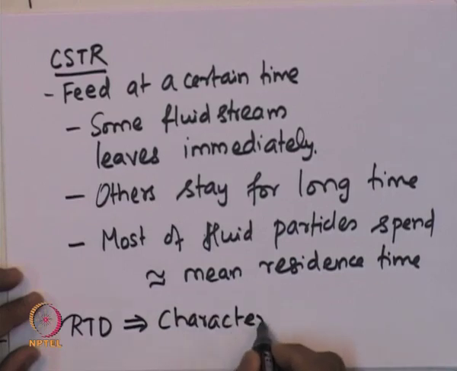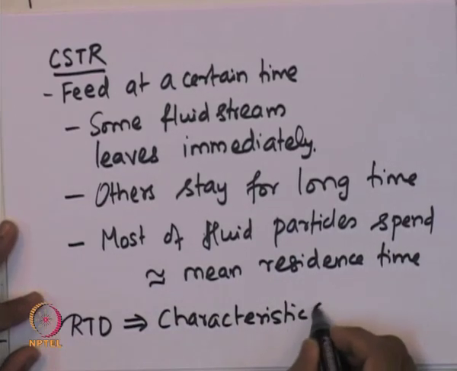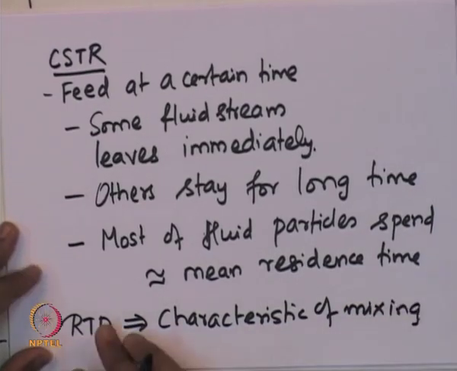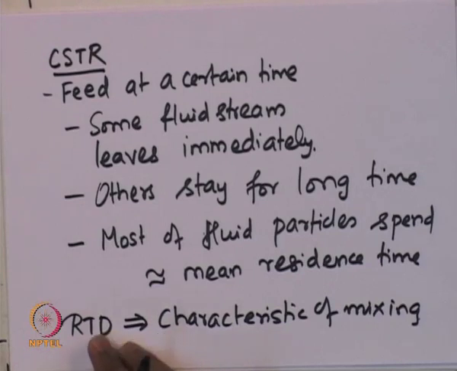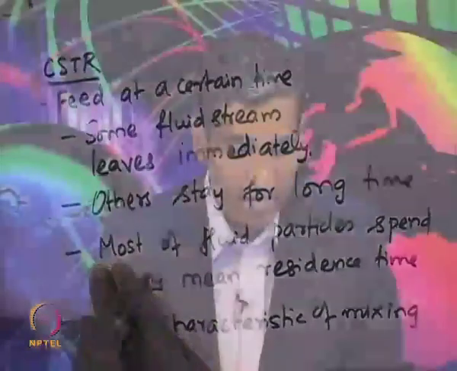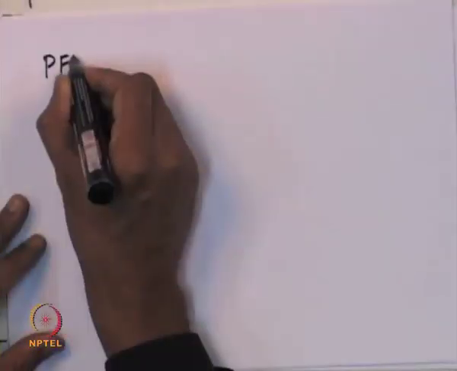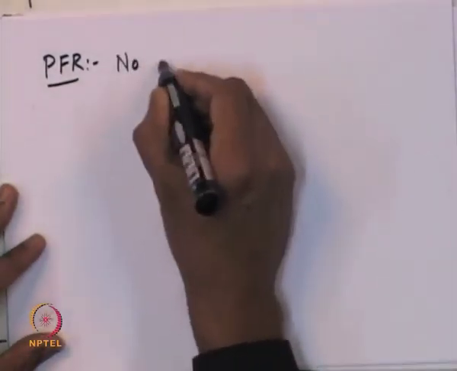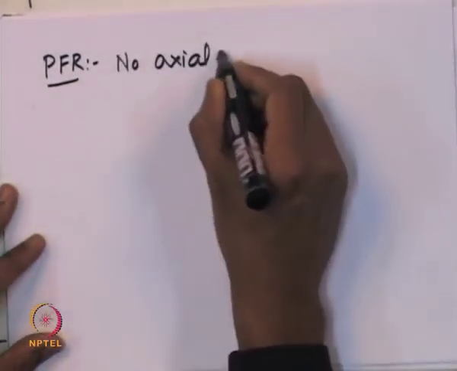It is a characteristic of mixing. So, residence time distribution henceforth will be referred to as RTD, and it is a characteristic of the mixing which is happening inside the reactor. Now, if I take a plug flow reactor, there is no axial mixing in a plug flow reactor.